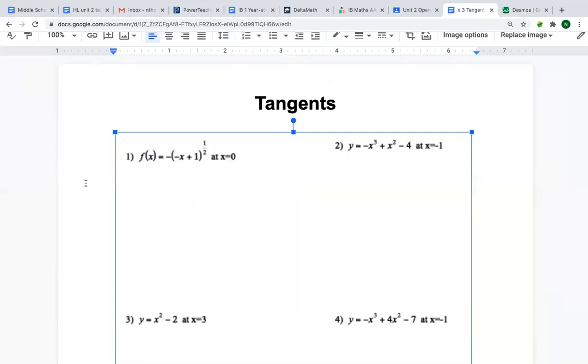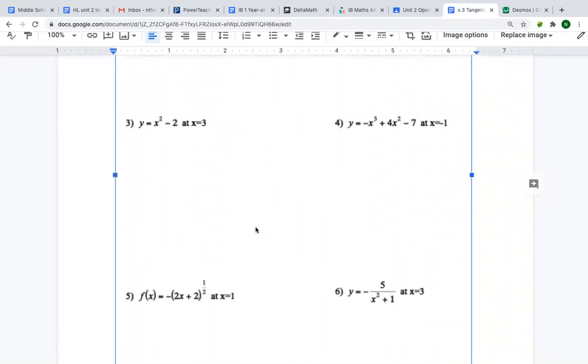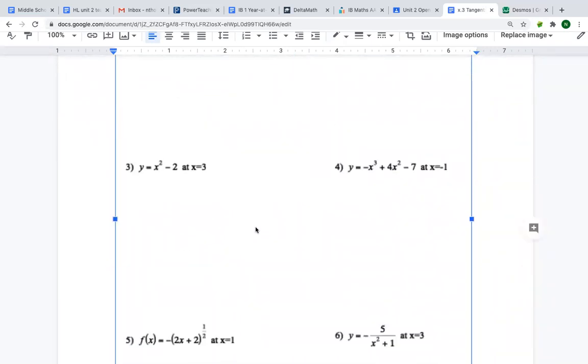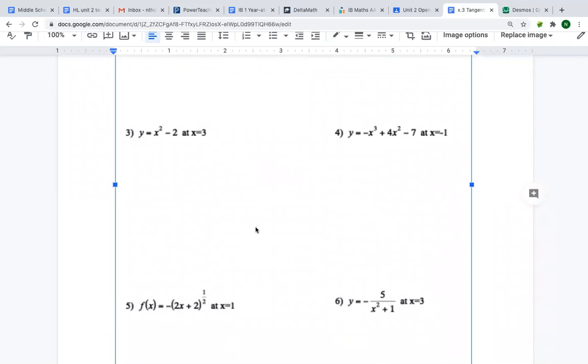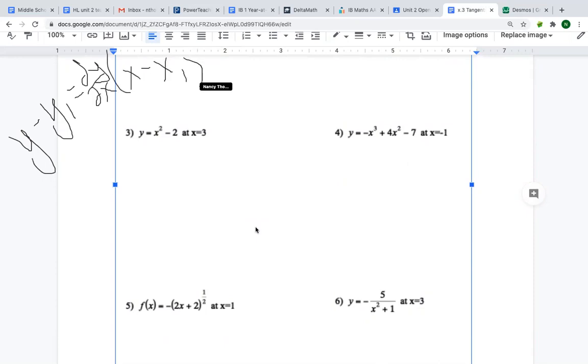So next, scroll down. Let's try this one. Just a reminder, our formula is y minus y1 equals the derivative at that value times x minus x1. I'm going to start by finding the derivative first. So dy dx is equal to 2x. And they want to know what it is at x equals 3, so I'll plug that in. 2 times 3 is 6. So I know my slope is 6.